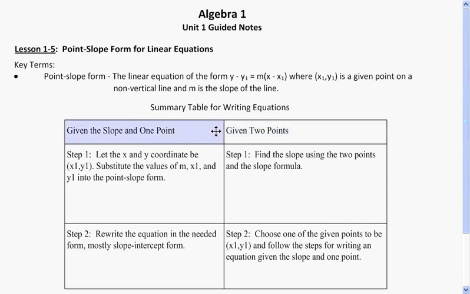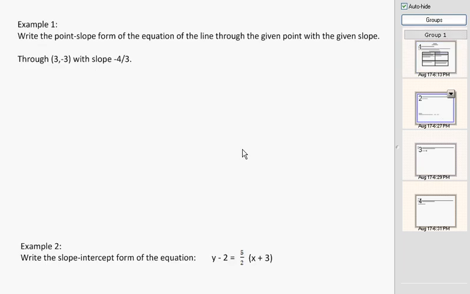You'll be putting two types of scenarios here in point slope form. Scenario 1 is you'll be given the slope and 1 point, and you will need to put that in point slope form. Secondly, you'll be given 2 points, and you will need to rewrite that into point slope form. And here are the steps to help you do so. These steps will be covered as we go throughout our examples.